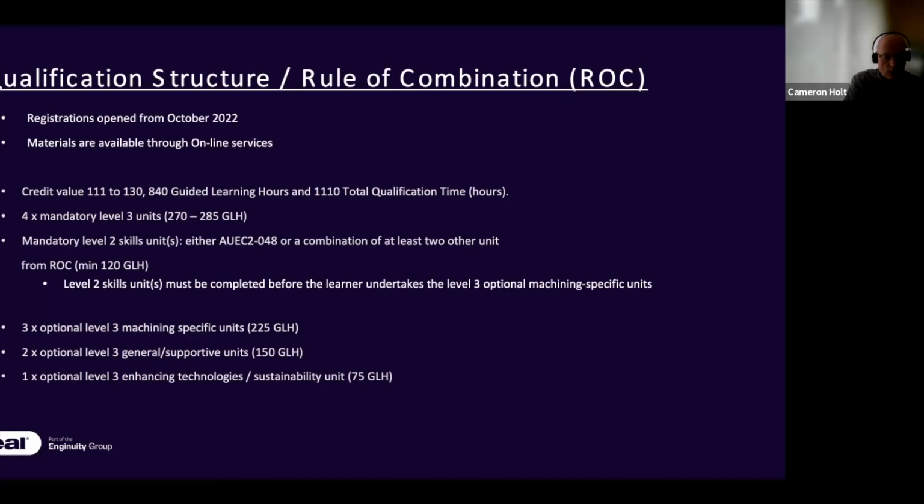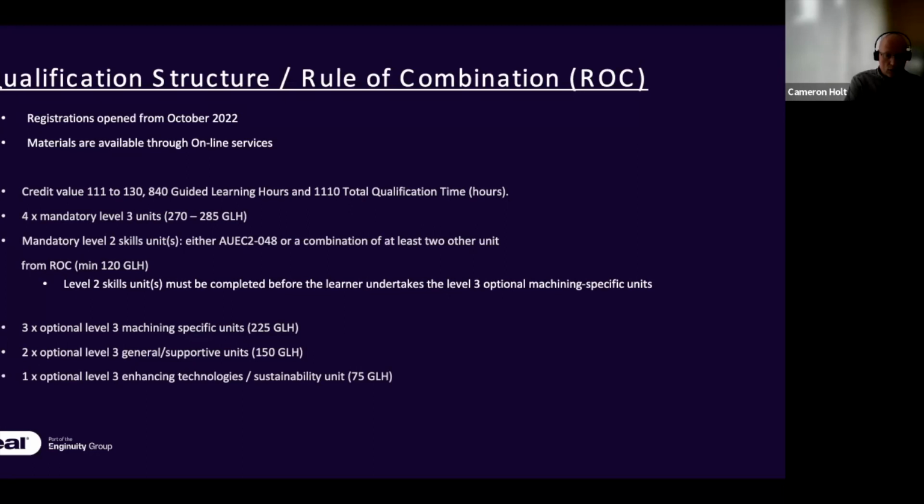The minimum for a mandated qualification within this standard is 720, and again, that's comparable with 3 years on day release. So it consists of 4 mandated level 3 units, and then there's the level 2 skills units, mandated level 2 skills of either 1 unit, which is unit 48, or a combination of at least 2 other units, which I will talk through on the following slides.